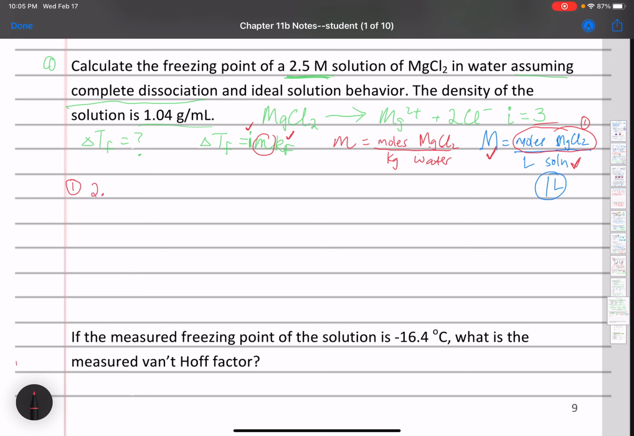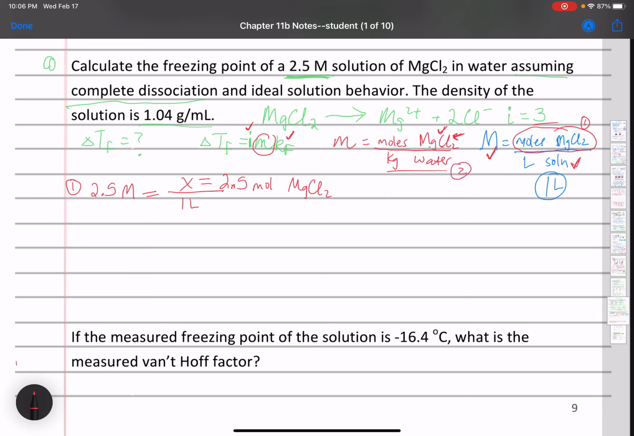So the molarity is 2.5 molar, and I have decided that we have 1 liter. So I'm solving for moles of solute, and that's just gonna be an easy peasy 2.5 moles of magnesium chloride. Sweet, so now I can plug that in here. Now I have my moles, but I still need my kilograms of water, and that I can find with a little bit of math, so that's what we're gonna do next.